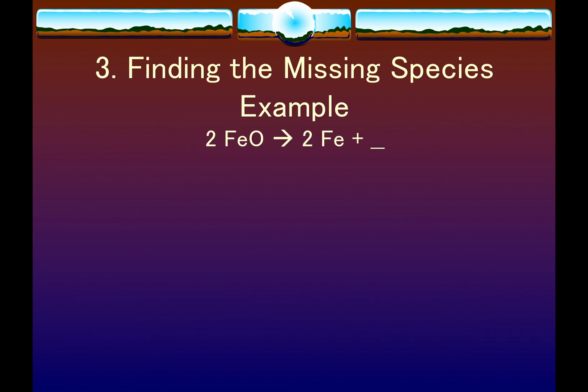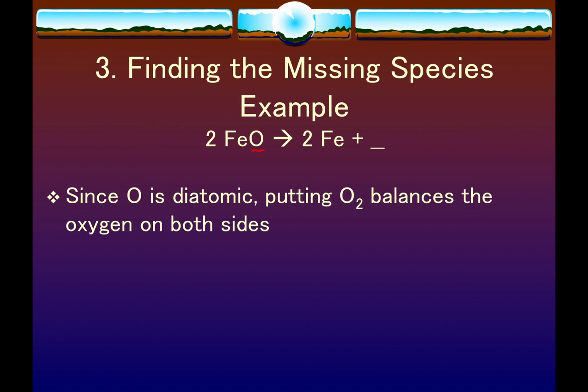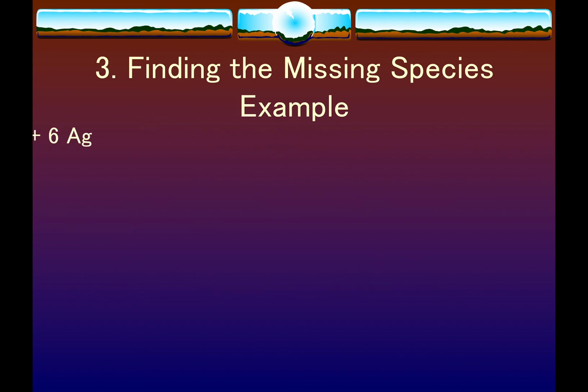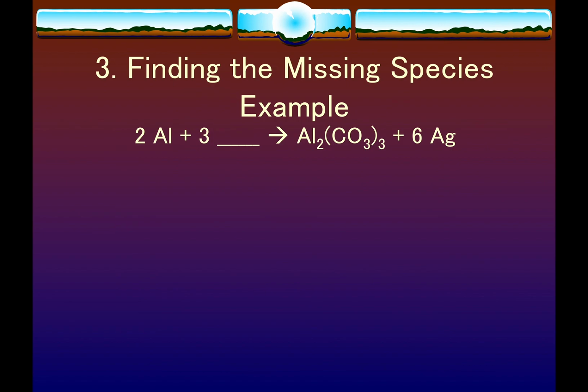Try another one. This is a decomposition reaction starting with a compound, ending up with, well, at this point, 1 element, but we're missing oxygen. It is diatomic, so we have to write it diatomically, part of Brinkelhoff, and that will allow us to balance this reaction appropriately. We're now left with 2 irons, 2 oxygen, 2 irons, 2 oxygens. Feel free to pause the video and try this on your own.